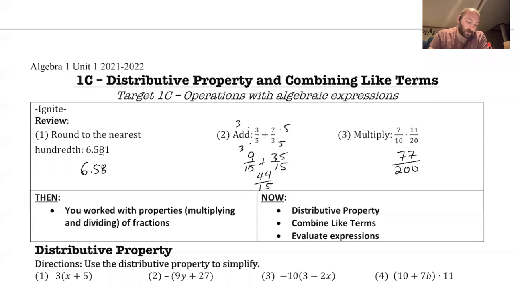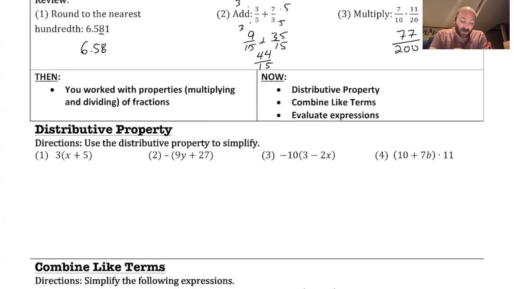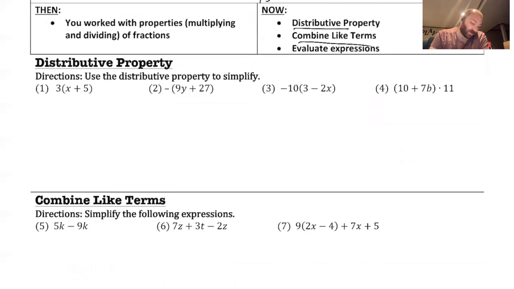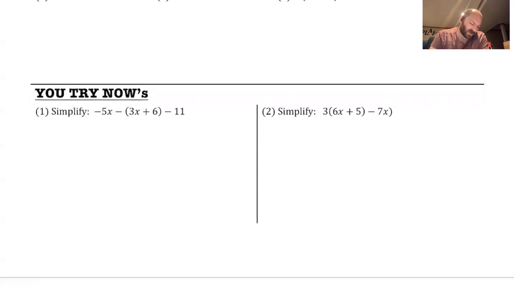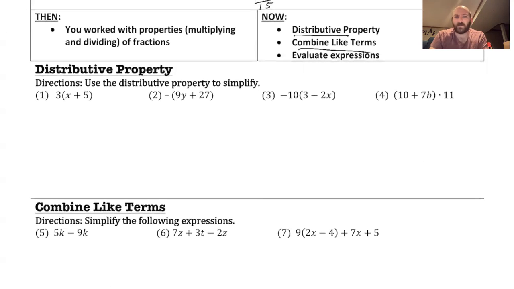Okay. So you've worked with all these different skills. We're now going to be talking about our distributive property, which also leads to combining like terms and what that means. So start with, and then evaluating expressions, which you've already done. So I don't know why that's on there. Yeah, that's an old one.